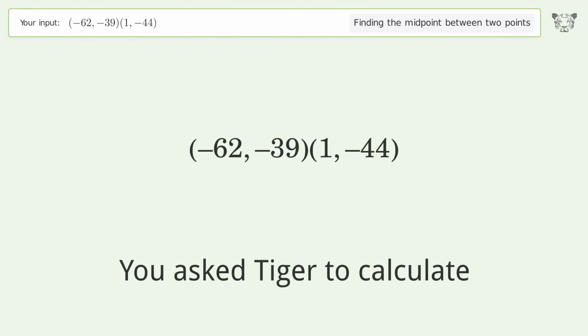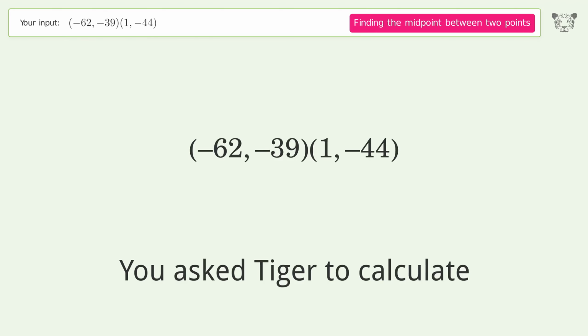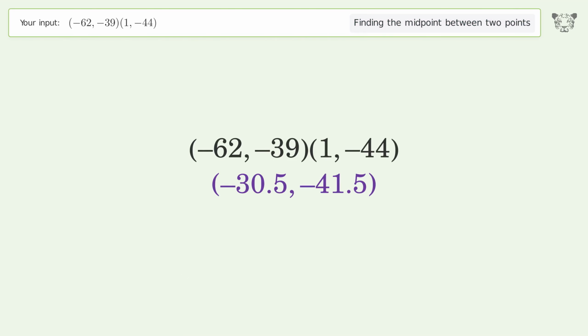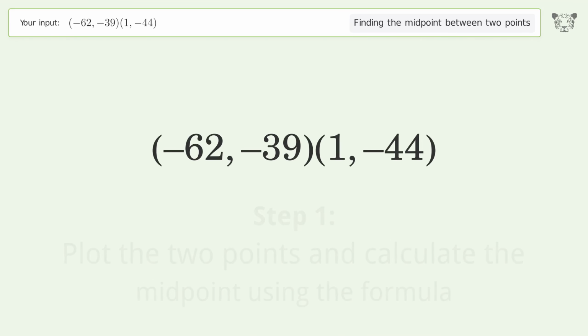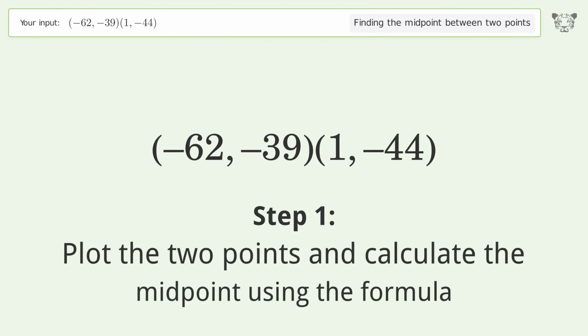You ask Tiger to calculate. This deals with finding the midpoint between 2 points. The midpoint between the 2 points is -30.5, -41.5. Let's solve it step by step. Plot the 2 points and calculate the midpoint using the formula.